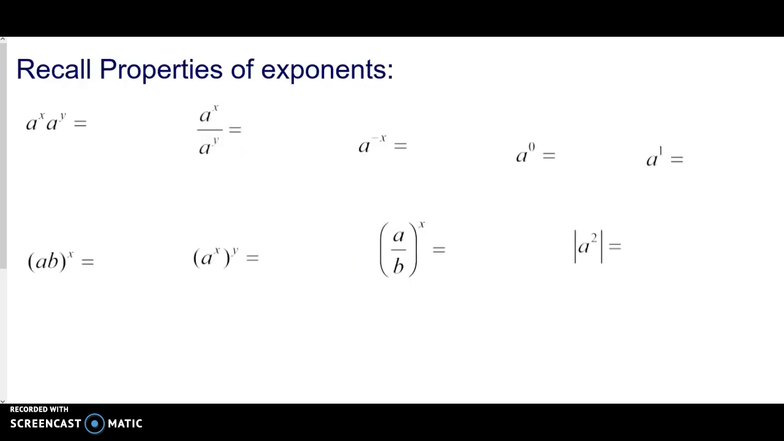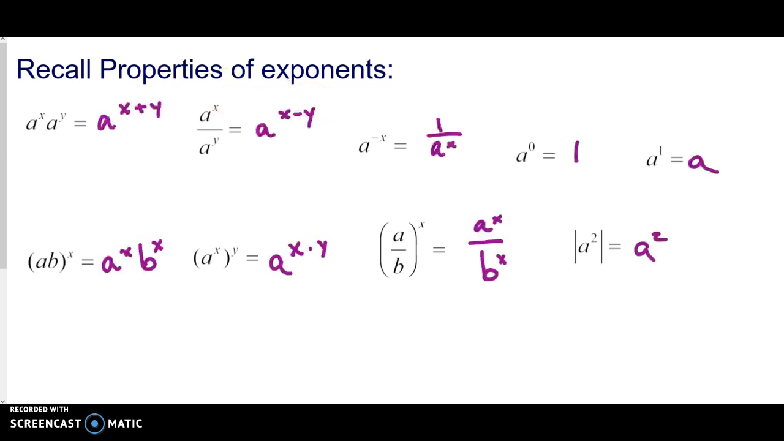So we have some properties of exponents that are going to be important for us to remember, especially with exponential functions. So what I'd like you guys to do is right now put me on pause and say what each of these equals. Again, we're just recalling these properties. So go ahead, put me on pause, and then we'll check. Let's quickly check our answers here.